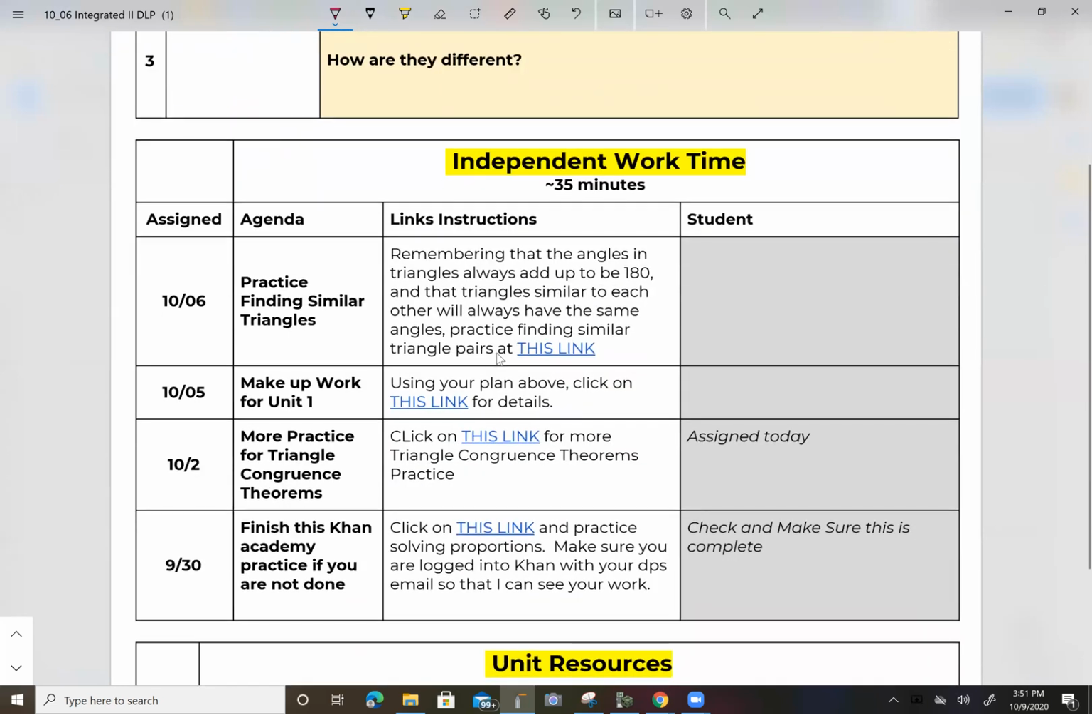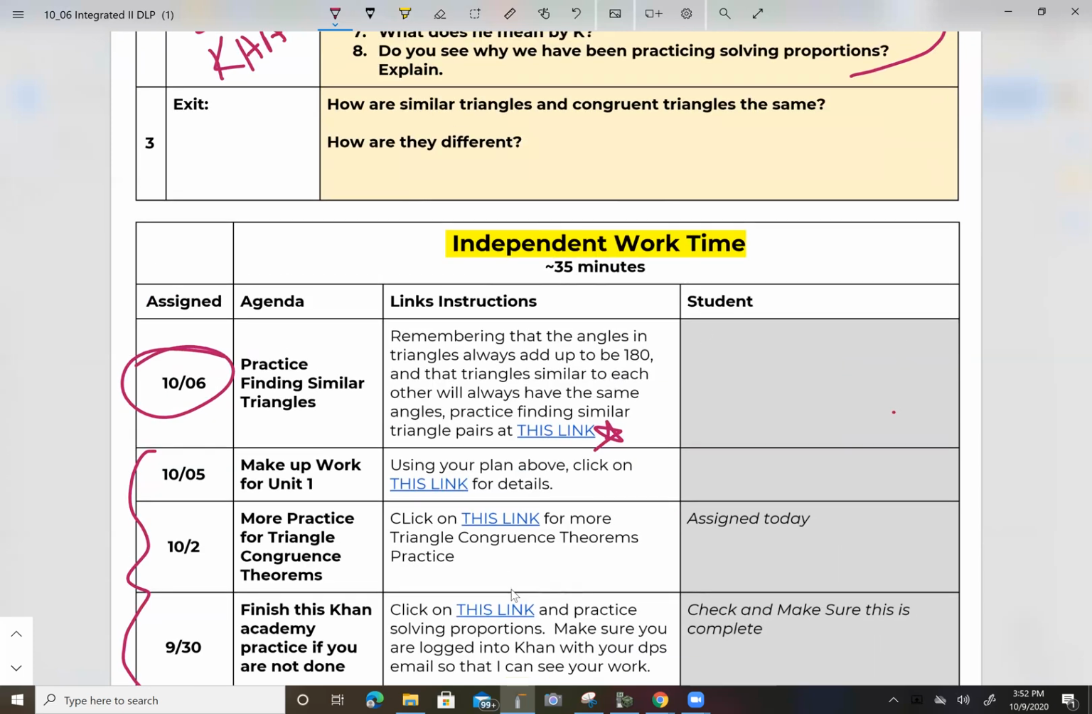And then today, new independent work was 4 practice problems on Khan Academy at that link, finding similar triangles. I'm also just keeping everything else that we have been assigning as independent work, so you know if you have finished everything. Please let me know if you have any questions.